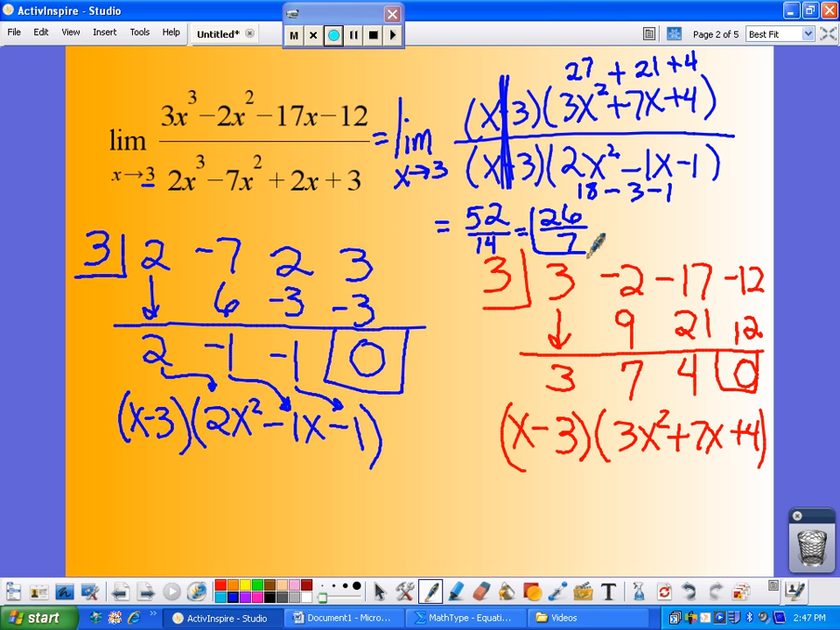And there you go. Use synthetic division to help you factor, to help you find the thing that causes you to be undefined, so you can get rid of it, plug in your number you're taking the limit for, and finish up.